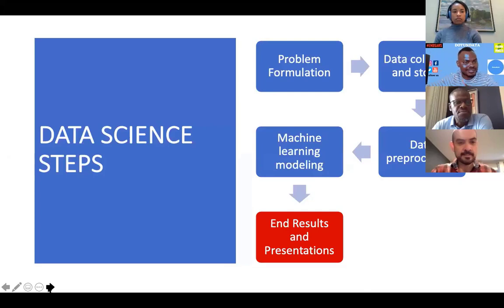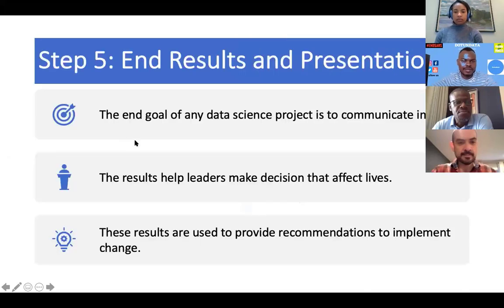Because there's a tendency for people just to trust the machine learning models and the algorithms without actually understanding the underlying problems that they're trying to solve here. So looking at the end results, right? The goal of any data science project is to be able to communicate impact, right?